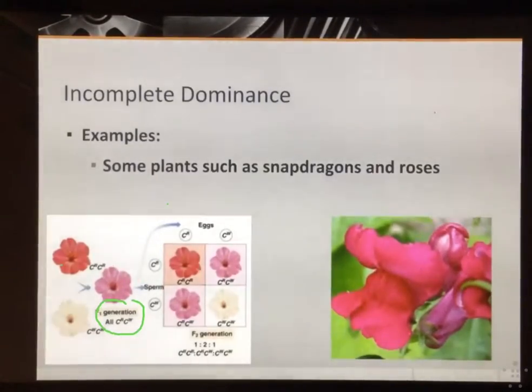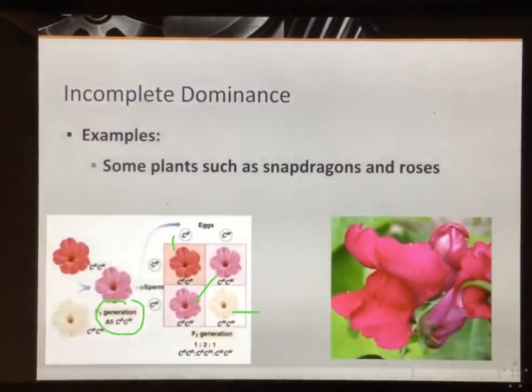Now, what they wanted to do was cross two pink flowers. So if you cross two pink flowers, what would you get? More pink flowers? Not exactly. You'll get some pink flowers, as you can see here, so 50% of them will be pink. But then you'll have 25% that are red and 25% that are white, based upon how it works out.